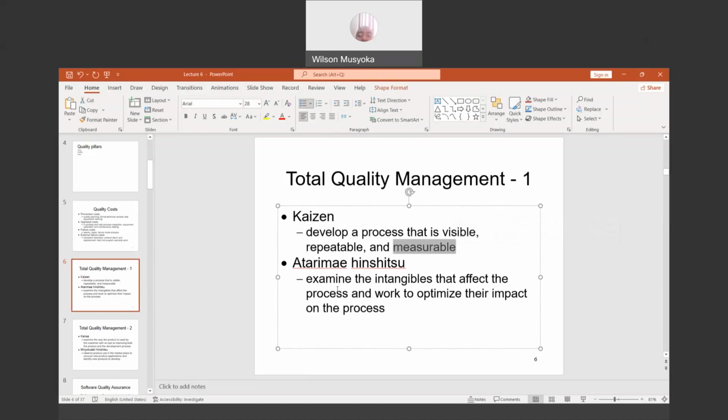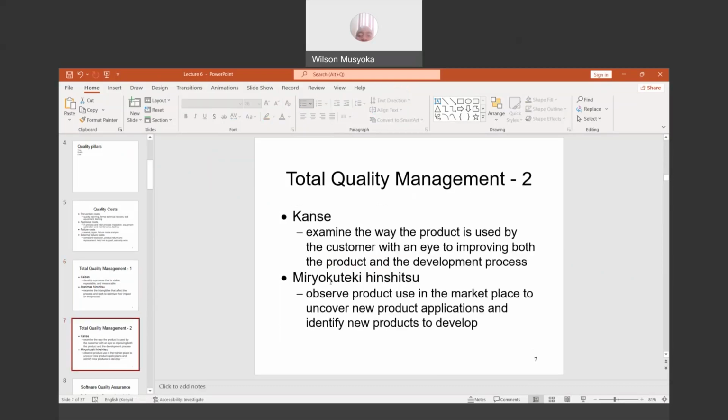Then there is also Atarimae Hinshitsu, which is examining the intangibles. There are aspects of software development that are not tangible. Like when you are talking about looking at the cost of software or you are charging about the software, how do you do it? It is by lines of code. The software itself is not tangible, the lines of code are not tangible, or the product that you are going to come out with is not tangible. So these intangibles, which are going to affect the process and work to optimize the impact on the process, then they are measured using that concept. So that is also very important.